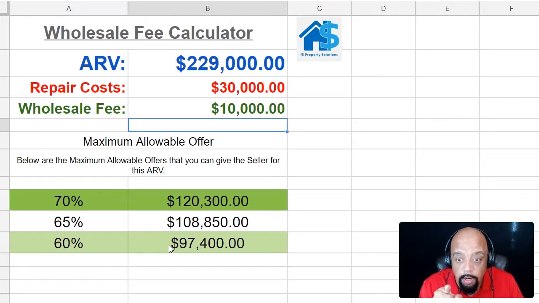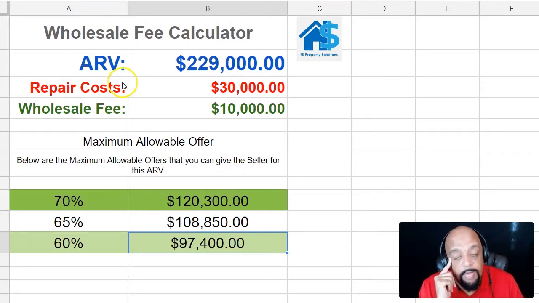So once you determine what's their motivating factor, you'll know what to offer them. But typically, this is how we would do it. We would come in and we would say, we'll offer you $97,400 for that house.